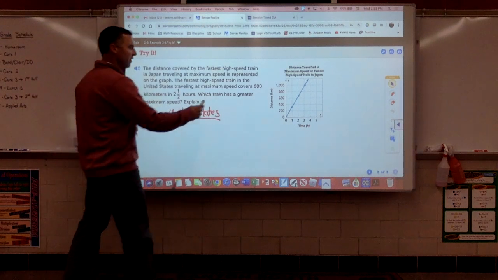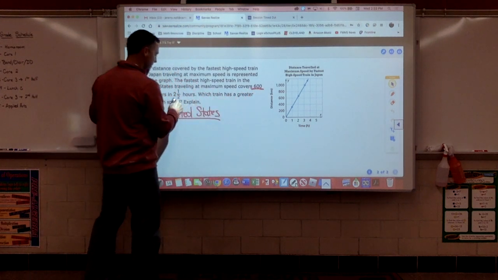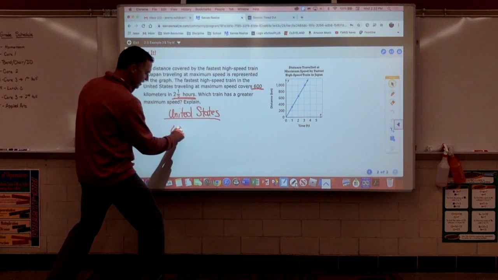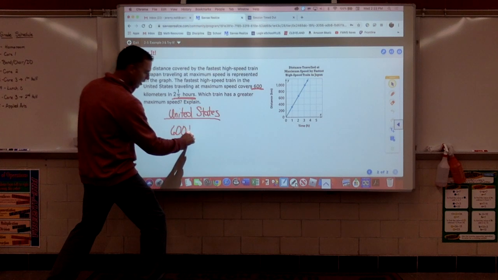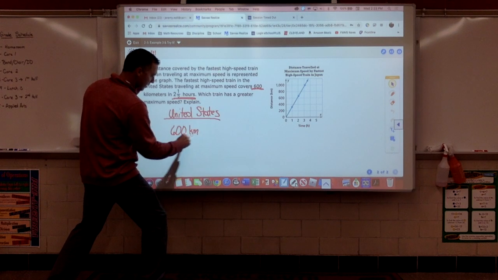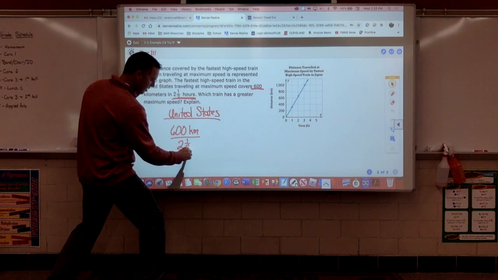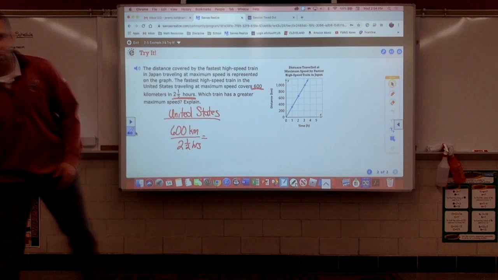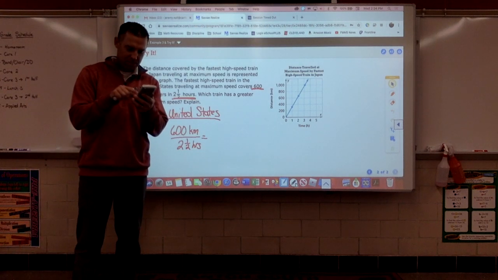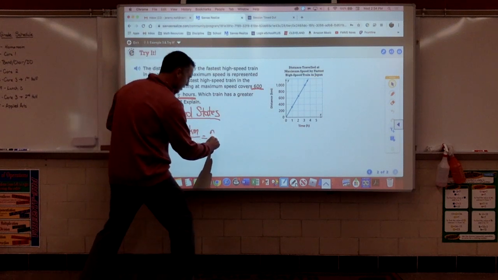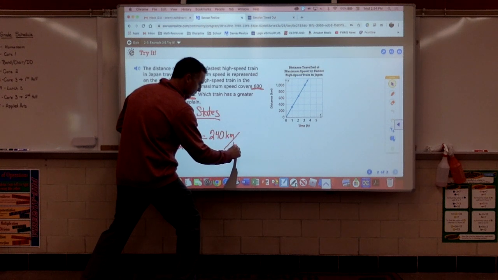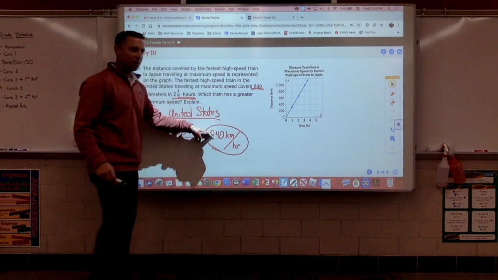Okay, let's calculate maximum speed. United States. If I want to find speed, I take the distance divided by the time. So I take 600 kilometers and divide it by the 2.5 hours. That's telling me my unit rate. 600 divided by 2.5 comes out to equal 240 kilometers per 1 hour. That's called our unit rate.